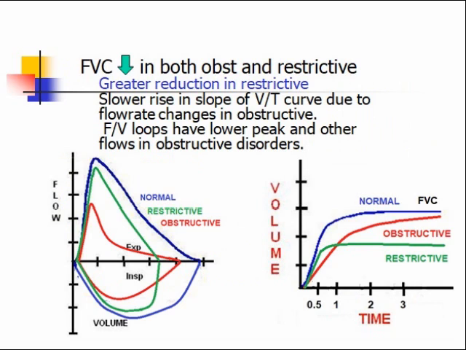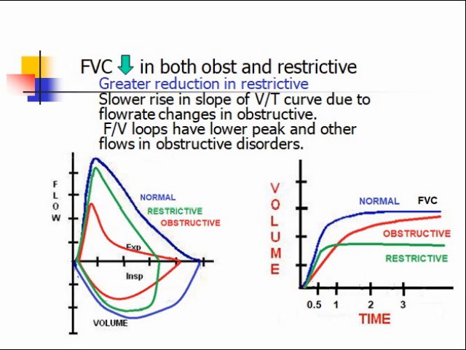In pulmonary function testing, you cannot look at just one test and make a determination of what's going on in the patient's lungs. For instance, forced vital capacity can be decreased in both obstructive and restrictive measurements. The reduction is going to be greater in the restrictive problems, but we also can look at the rise of the volume time curve. So let's look at these graphs down below.